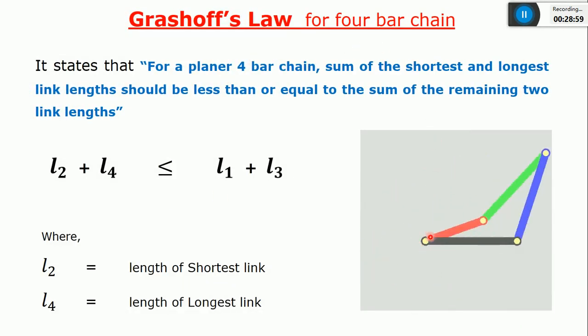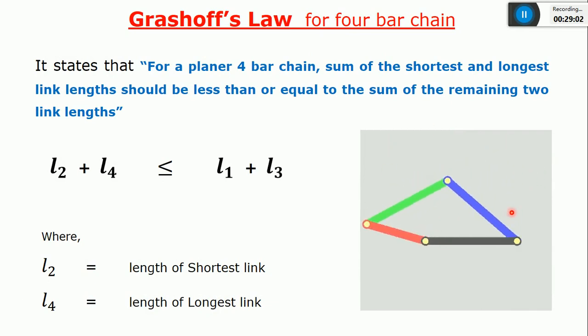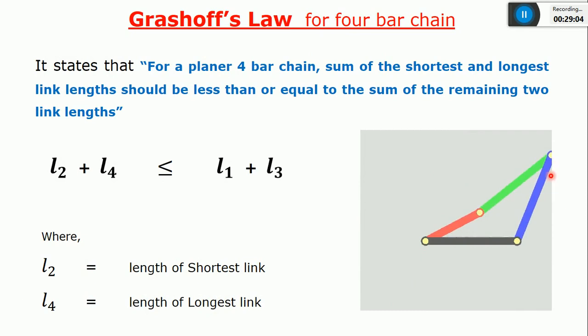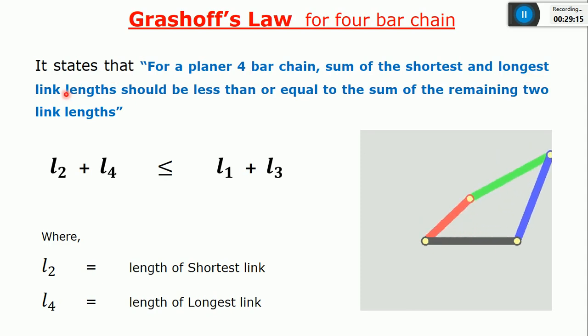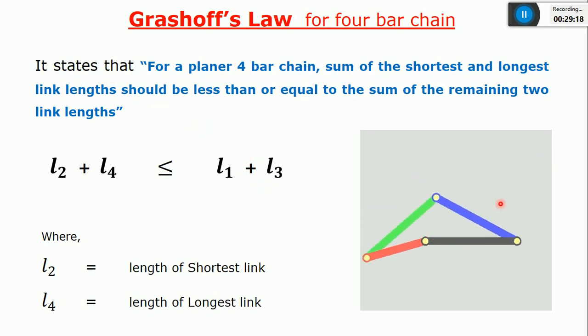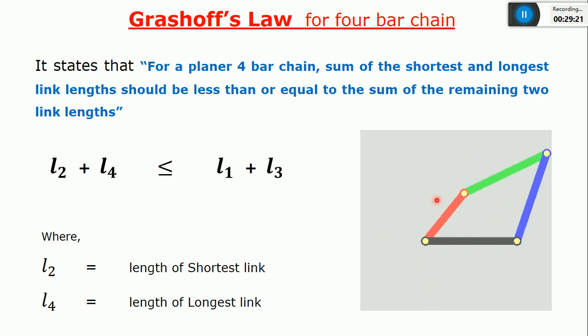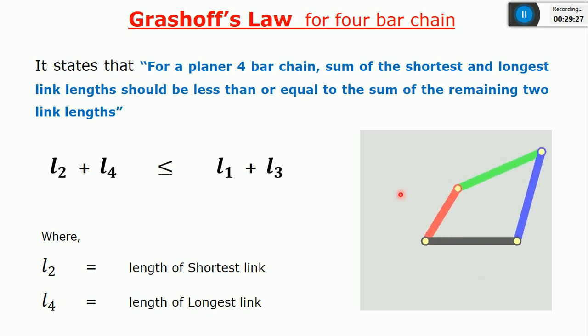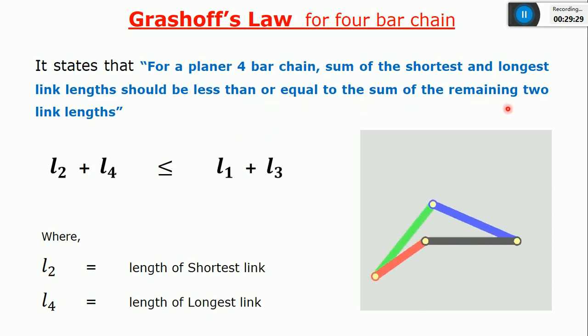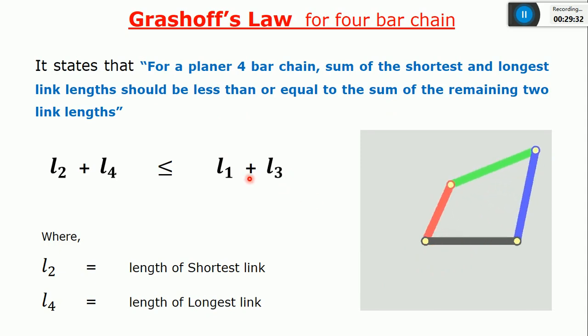The crank is the shortest link out of these 4, and the rocker is the longest link. This law states that for a planar 4-bar chain, the sum of the shortest and longest link, that is L2 and L4, where L1 is the frame, L2 is the crank, L3 is the coupler, L4 is the rocker, should be less than or equal to the sum of the remaining 2 kinematic links, that is the frame L1 and the coupler L3. This condition has to be satisfied, then only we'll get a complete rotation of the crank.